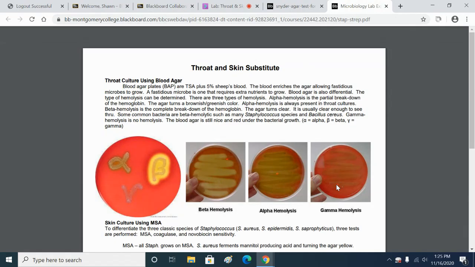Professor, is it after the blood is enriched that we'll be able to see the hemoglobin in it, or it doesn't matter? Well, the agar is enriched with the blood. The blood enriches the agar to provide extra nutrients, and that allows fastidious microbes, those that are harder to grow, to grow on the blood agar plate. And in addition, if the bacteria eat blood, we can see that. We can differentiate the type of hemolysis. So does that answer your question, Christiana? Yes, thank you.